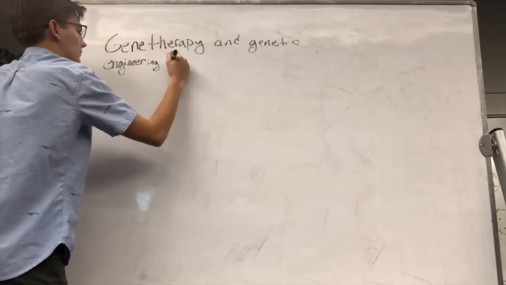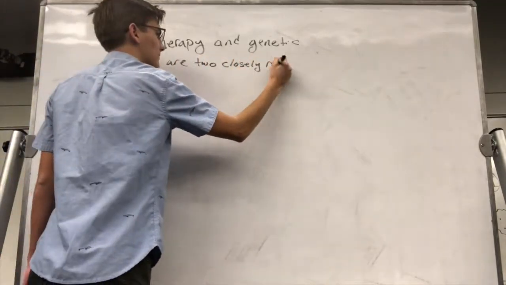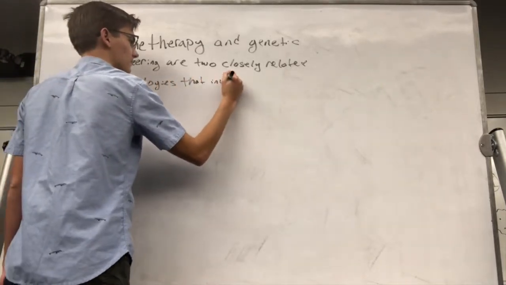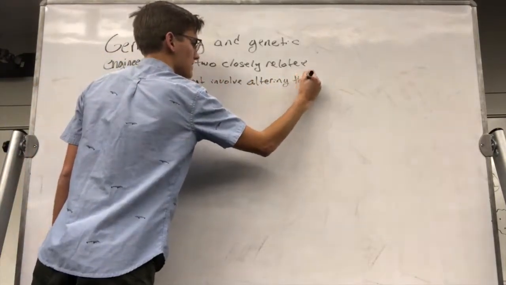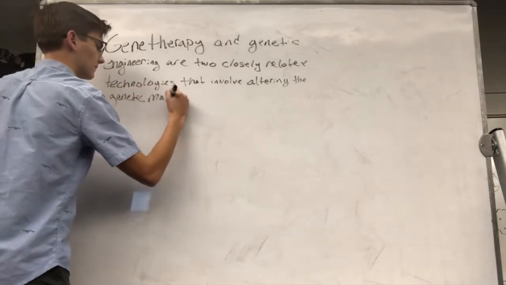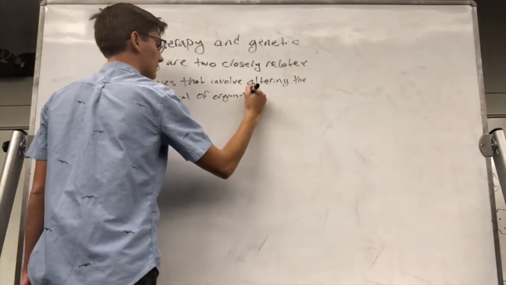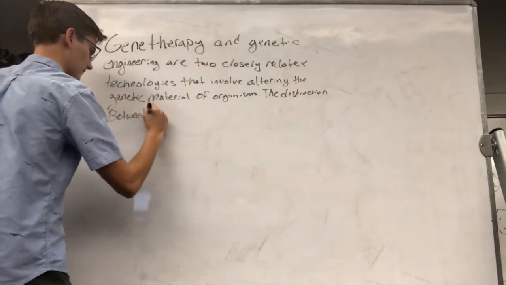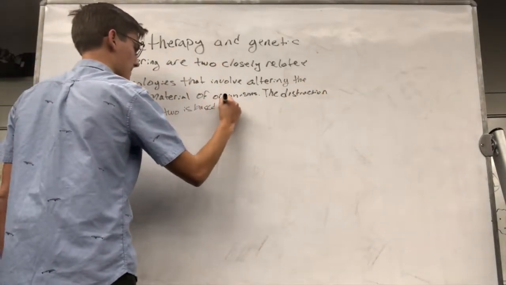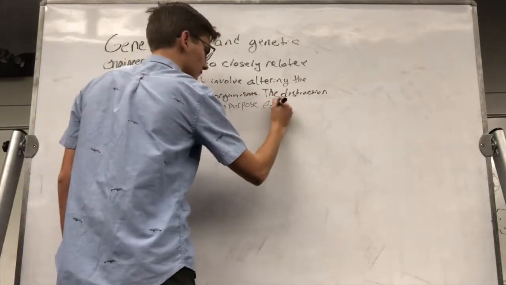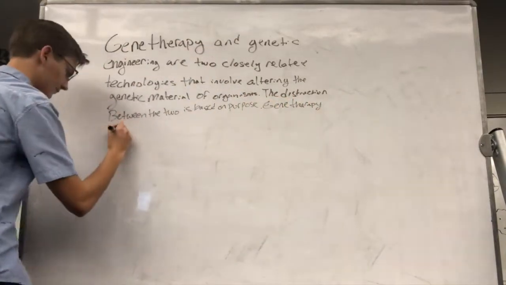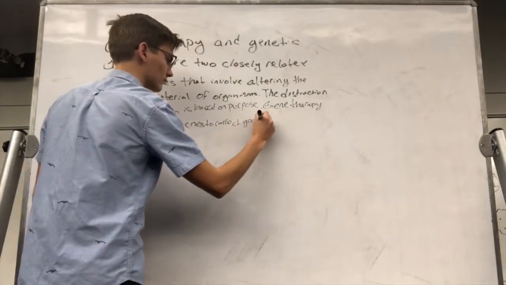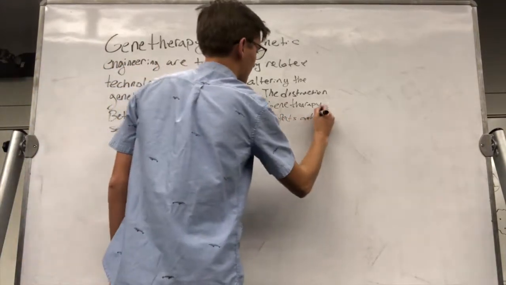The University of Missouri Medical School describes the two as such. Gene therapy and genetic engineering are two closely related technologies that involve altering the genetic material of organisms. The distinction between the two is based on purpose. Gene therapy seeks to alter genes to correct genetic defects and thus prevent or cure genetic diseases, while genetic engineering aims to modify genes to enhance the capabilities of an organism beyond what is normal.